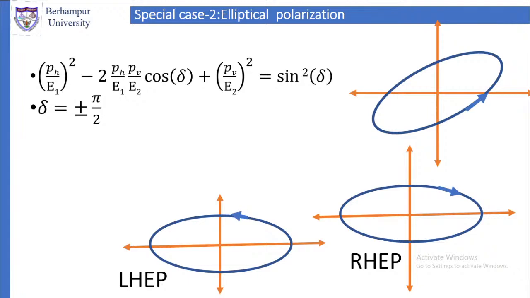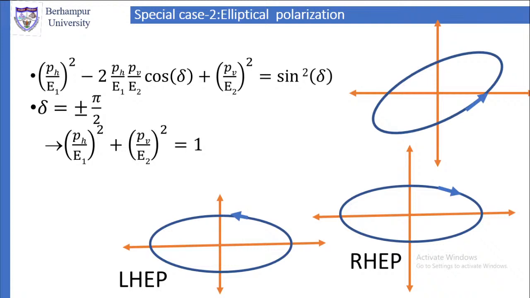Now let us consider delta is equal to plus minus pi by 2. We are considering special elliptical polarization. So delta is equal to either plus pi by 2 or minus pi by 2. When delta is equal to plus minus pi by 2, sine delta is equal to 1, so the right hand side, sine square delta, is equal to 1. Cos delta will be equal to 0. Therefore, this equation now becomes pH by E1 square plus Pv by E2 square is equal to 1.